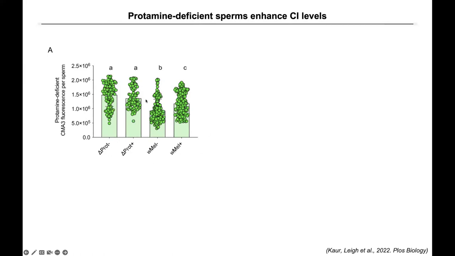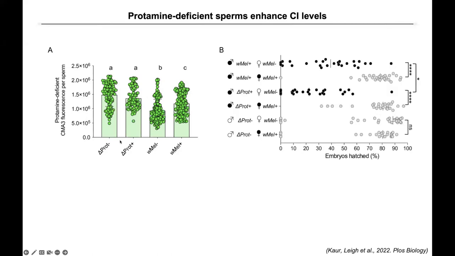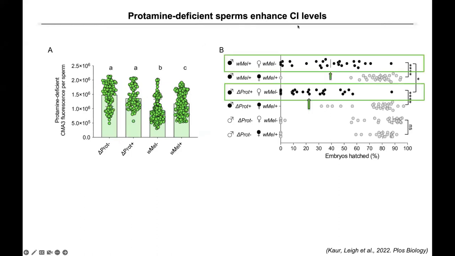And we show that the protamine deficiency is even higher because they are mutants. And then we use these lines to relate to the CI levels. So this is our wild type cross where the male is infected with Wolbachia, and when it's crossed with an uninfected line, it causes only 40% of embryos to hatch.